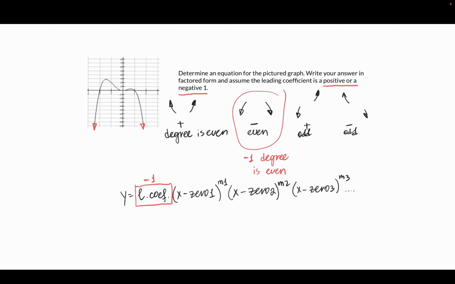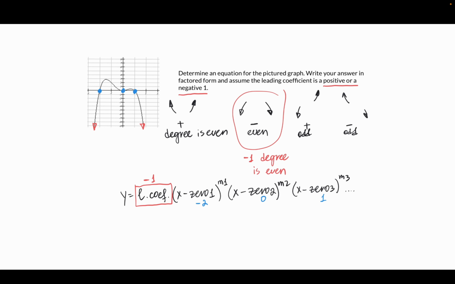The next thing we'll determine is the first zero, the second zero, and then the third zero. Zeros are the points where the graph touches or crosses the x-axis. Looks like from left to right, the first point where the graph crosses the x-axis is -2, then we have a 0, and then we have a +1. So -2 will be our first zero, 0 will be our second zero, and +1 is our third zero. Now I need to determine the multiplicities for each zero.